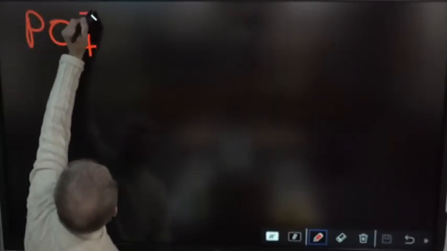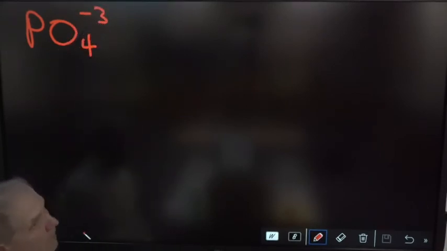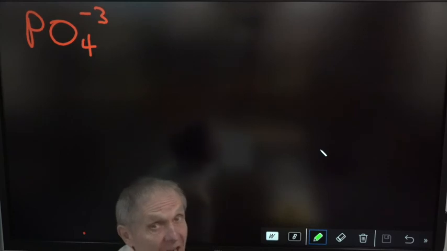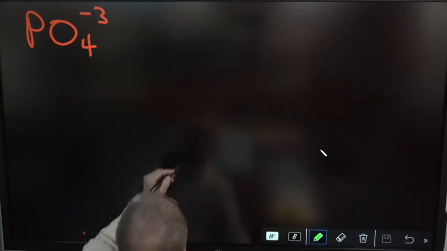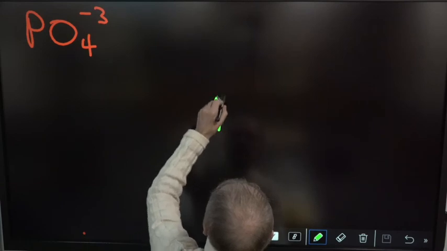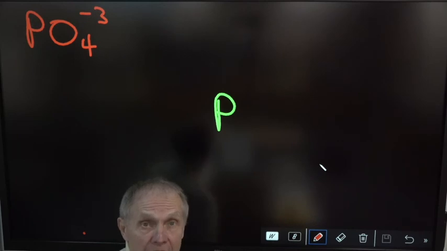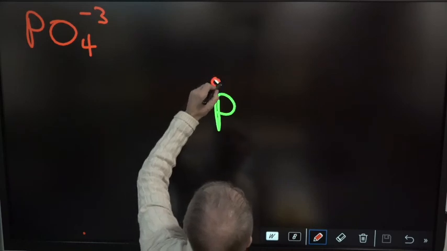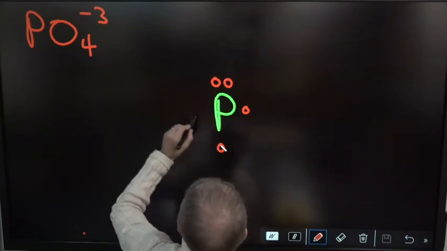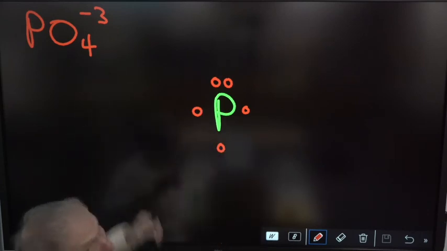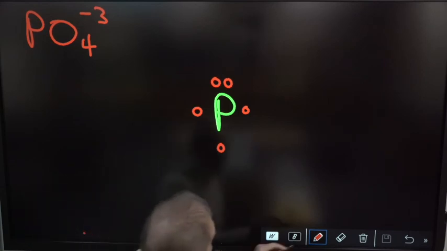PO4 minus 3 is the phosphate polyatomic ion. So, watch. Like I said, this is going to get complicated. I got P right here. P is in group 15, so it has 5 valence electrons, which is an S2P3, or pair, single, single, single. Now, that's P. The O looks like this.